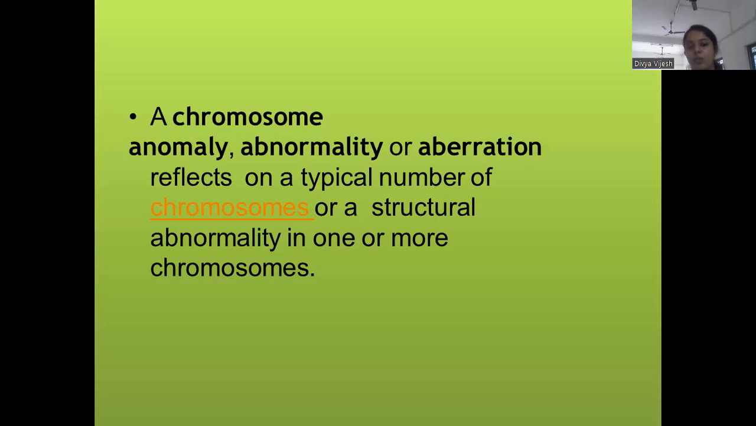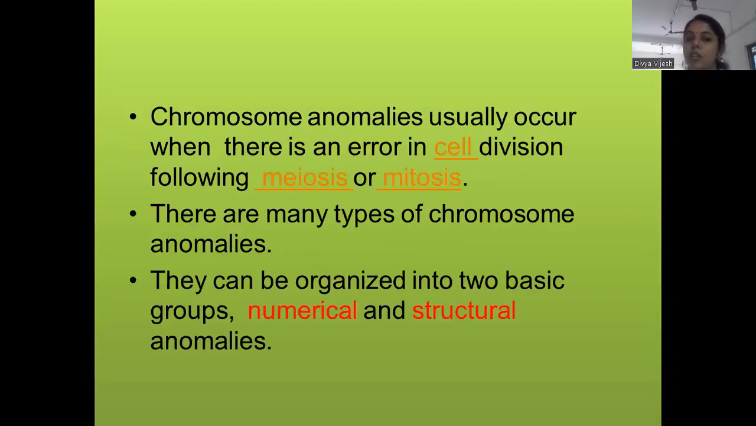Coming to chromosomal abnormality, a chromosome anomaly, abnormality or aberration reflects an atypical number of chromosomes or a structural abnormality in one or more chromosomes. Chromosome anomalies usually occur when there is an error in cell division following meiosis or mitosis. There are many types of chromosomal anomalies. They can be organized into numerical and structural anomalies.